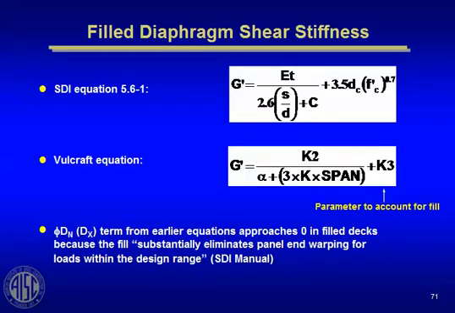If you have a filled diaphragm, not just a metal deck diaphragm, the equations look similar, only now when we fill it, we take away the warping part of the term, right? If you fill a deck, you can't warp the deck anymore because the fill prevents that warping. So the equation simplifies a little bit. And here's the way Vulcraft identifies that same equation for the case of filled diaphragms. G prime is equal to K2 over alpha plus 3K times the span plus the term K3. All of those are tabularized in the metal deck catalog.